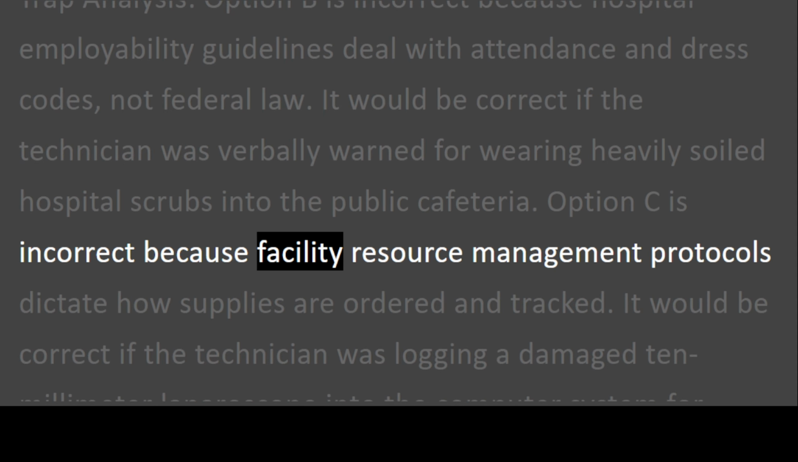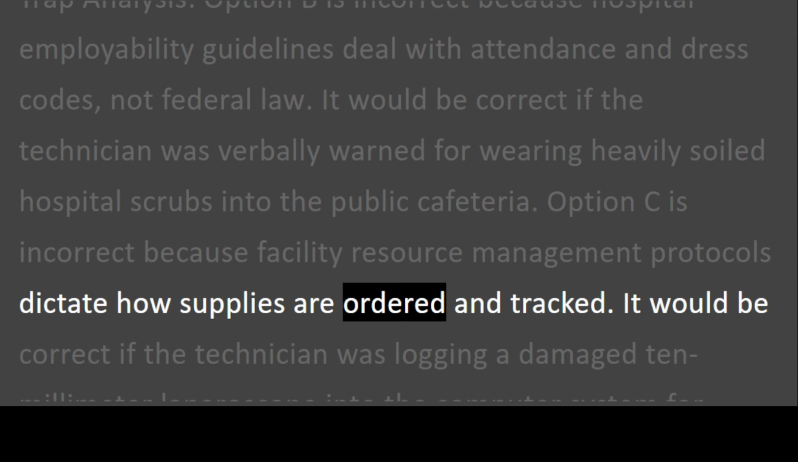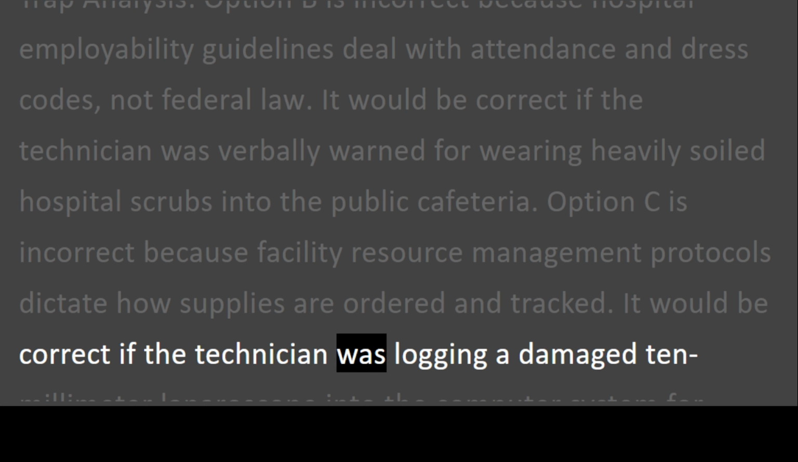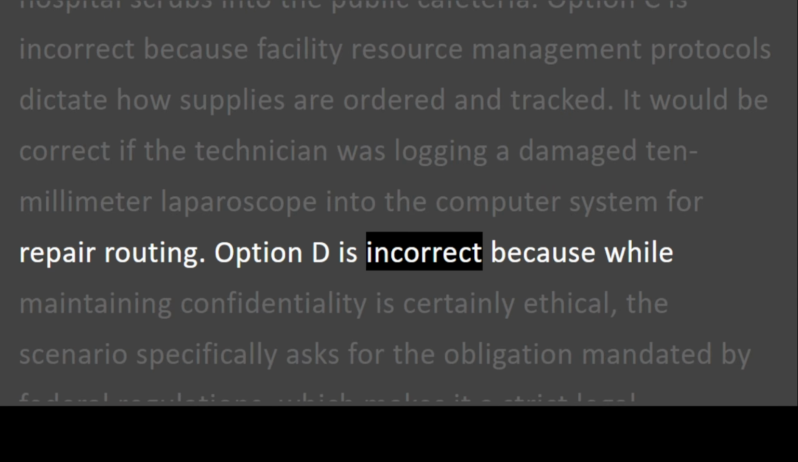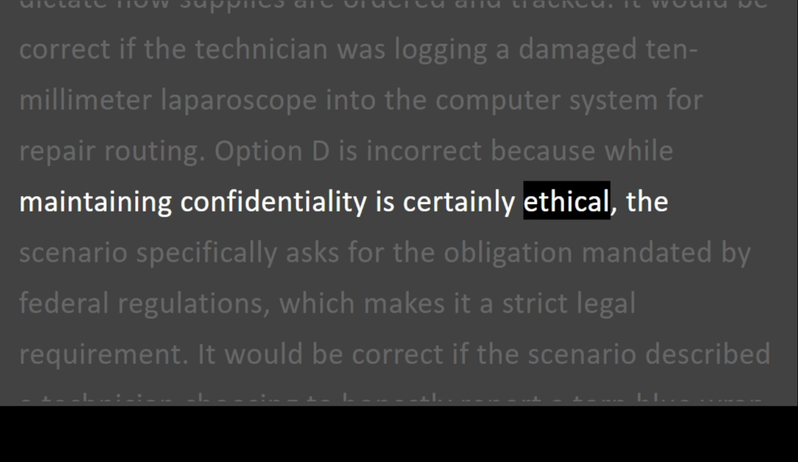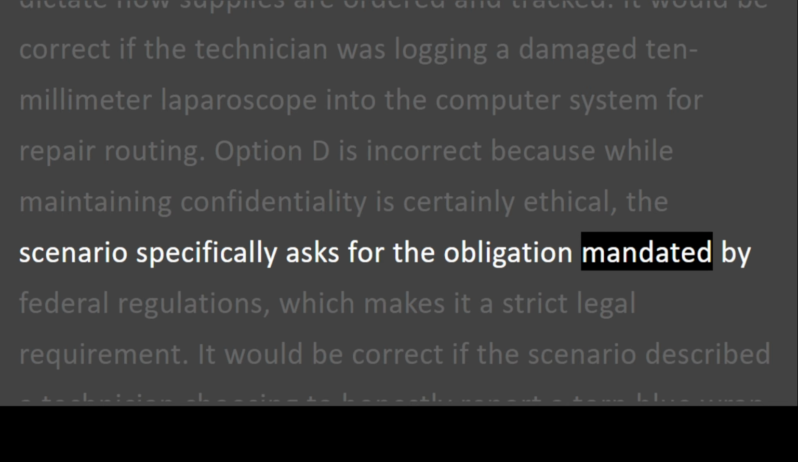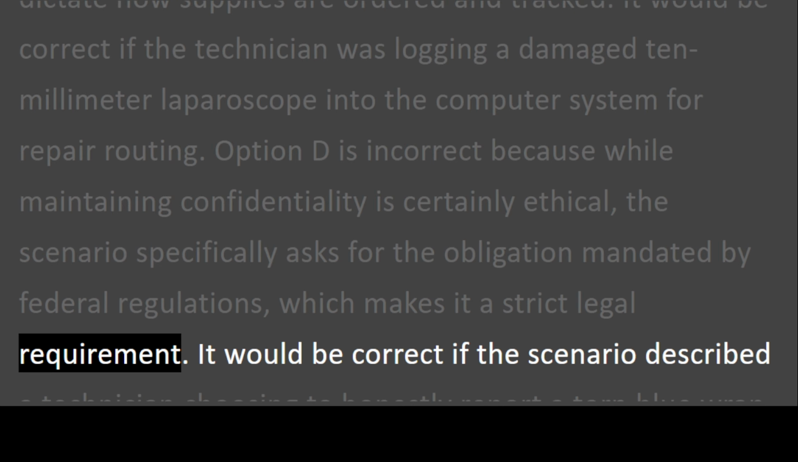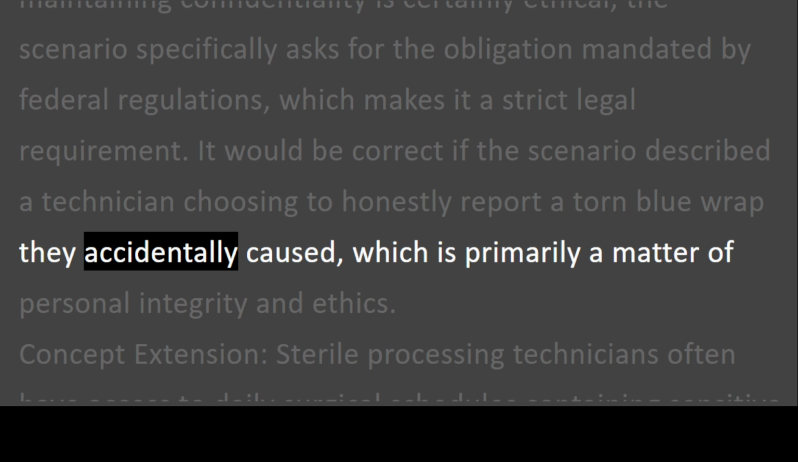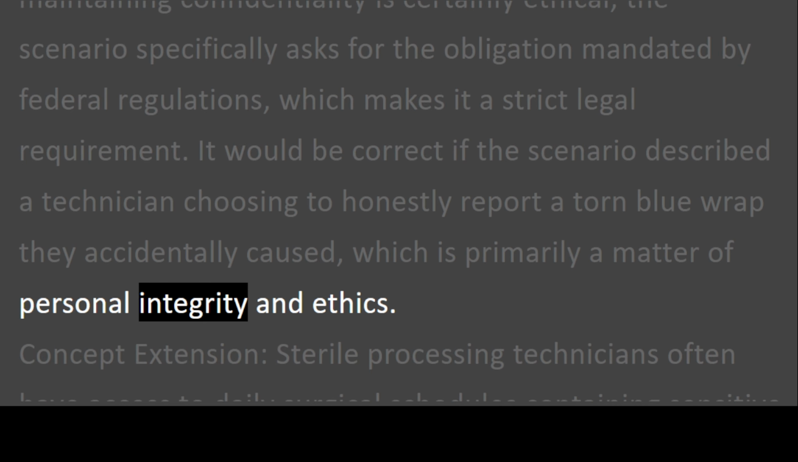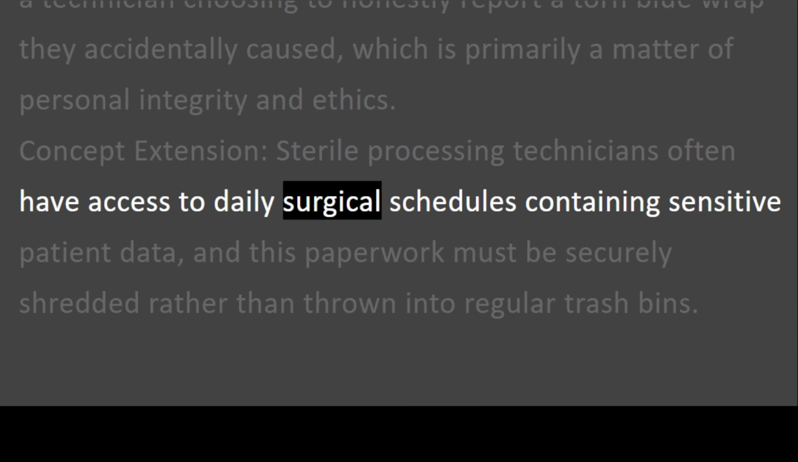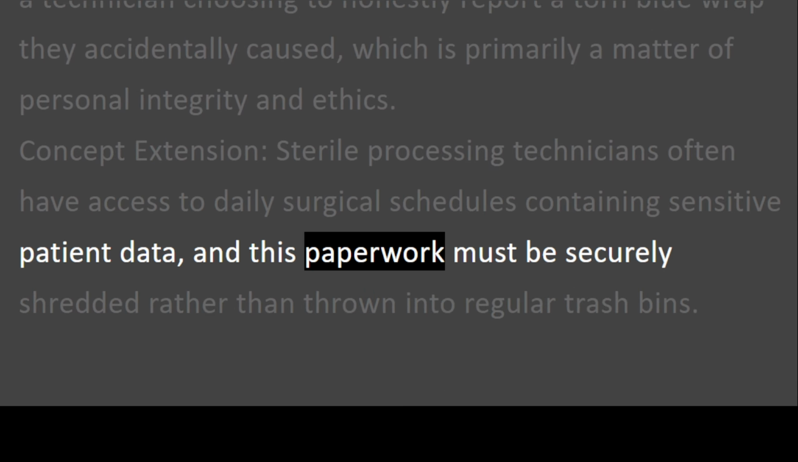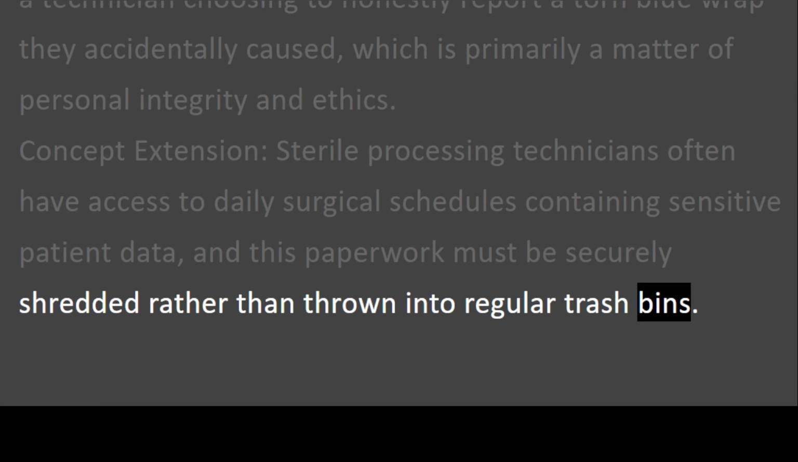Option C is incorrect because facility resource management protocols dictate how supplies are ordered and tracked. It would be correct if the technician was logging a damaged 10mm laparoscope into the computer system for repair routing. Option D is incorrect because while maintaining confidentiality is certainly ethical, the scenario specifically asks for the obligation mandated by federal regulations, which makes it a strict legal requirement. It would be correct if the scenario described a technician choosing to honestly report a torn blue wrap they accidentally caused, which is primarily a matter of personal integrity and ethics. Concept extension. Sterile processing technicians often have access to daily surgical schedules containing sensitive patient data, and this paperwork must be securely shredded rather than thrown into regular trash bins.